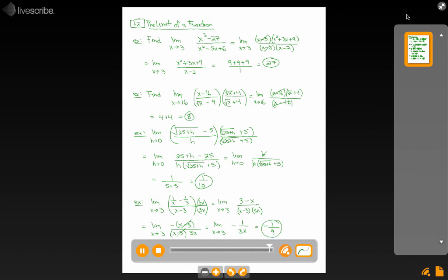So a bit of an unusual one, but for this rational expression of a fraction within another fraction, multiply top and bottom by a common denominator, and it saves you a lot of other work.